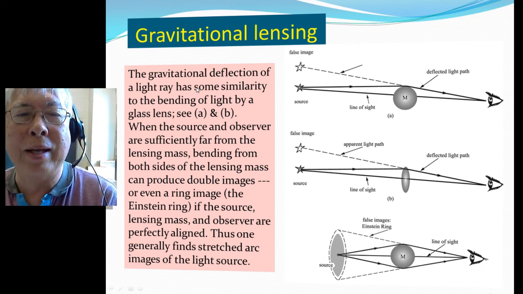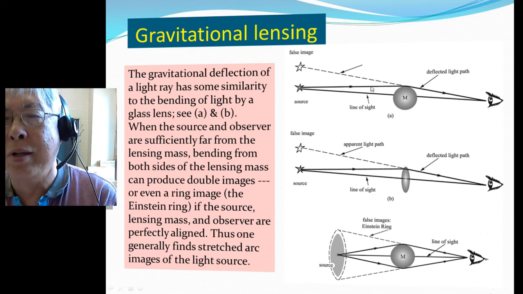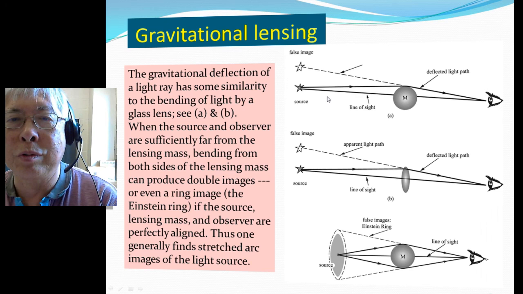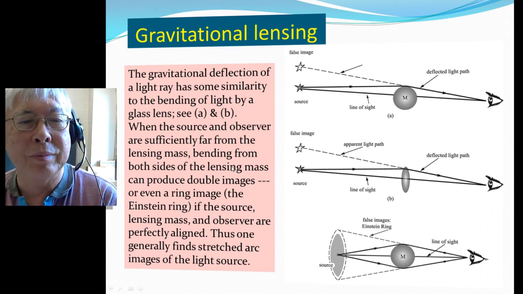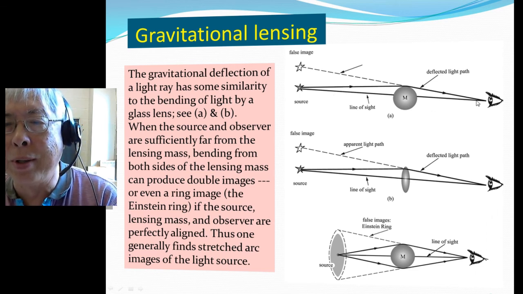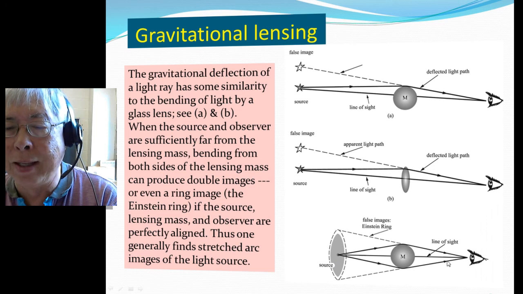The gravitational deflection of light has some similarity to the bending of light by glass lenses. So, instead of a source going straight, it bends like this by the gravitational mass, just as if you had a glass lens here, you would also have a bending. So therefore we call this the gravitational lensing effect. And also, this makes it clear that if the source is sufficiently far away, the light ray can go this way or go the other way. So therefore you can create double images. And in fact, if the light source is perfectly aligned, you can create a ring of images, okay?